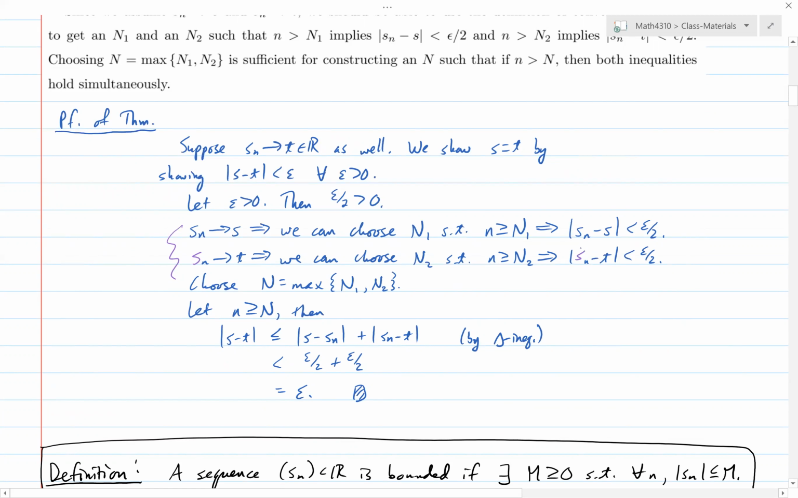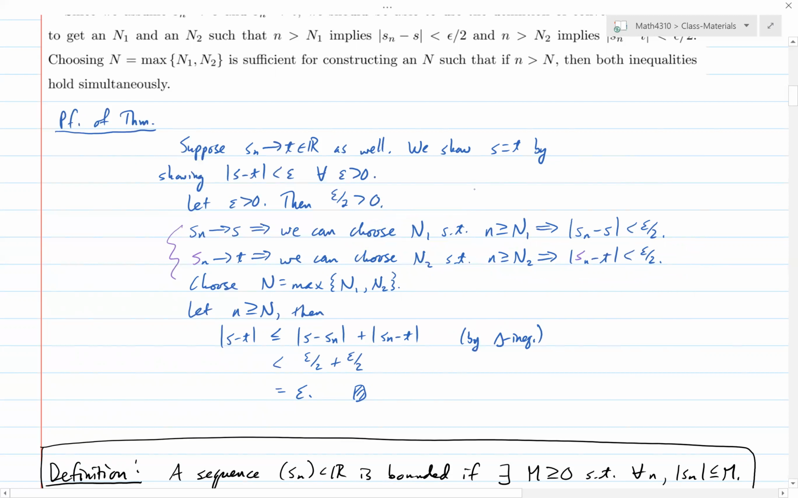So the sequence Sn converges to S, the sequence Sn converges to T. That means that I can choose an n1 and I can choose an n2 such that n greater than or equal to n1 gives me the epsilon over 2 bound for the absolute value of Sn minus S, and n greater than or equal to n2 gives me the bound of epsilon over 2 for the absolute value of Sn minus T. So there you go.